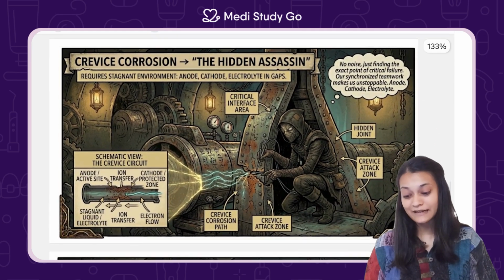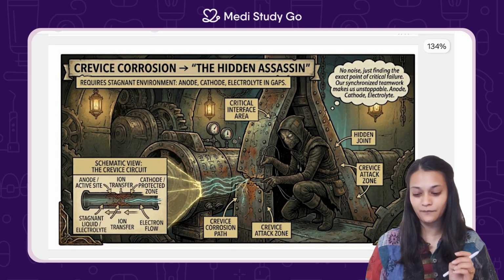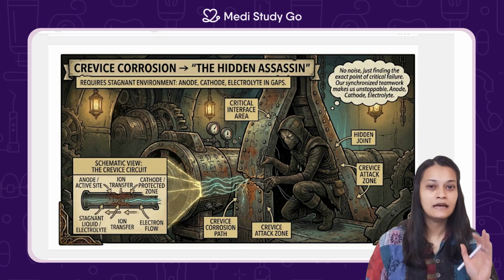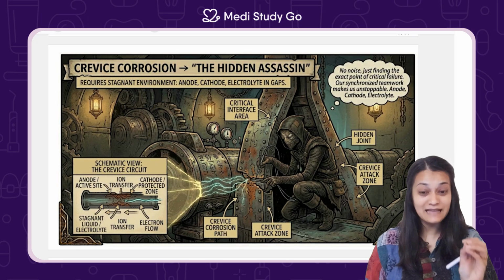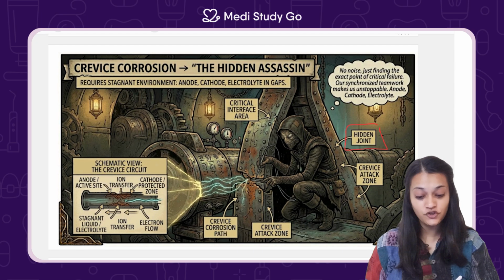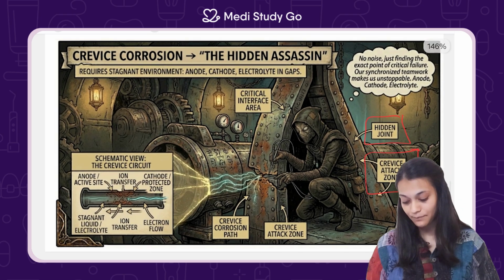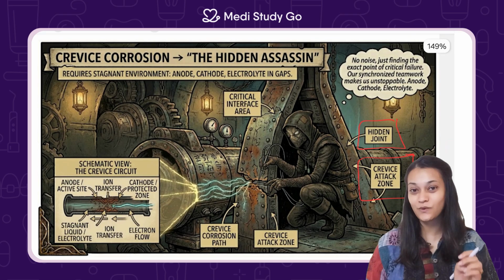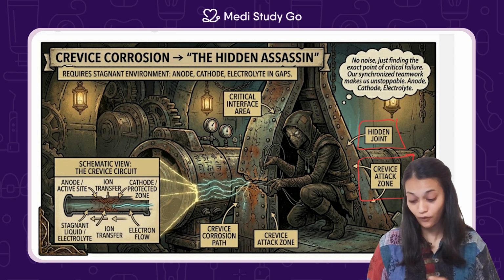Talking about crevice corrosion. This is the hidden assassin. He just waits. He waits at the point where there is a hidden joint, where there is a crevice attack zone. And what is going to happen here? Again, there is going to be anode and cathode formation.